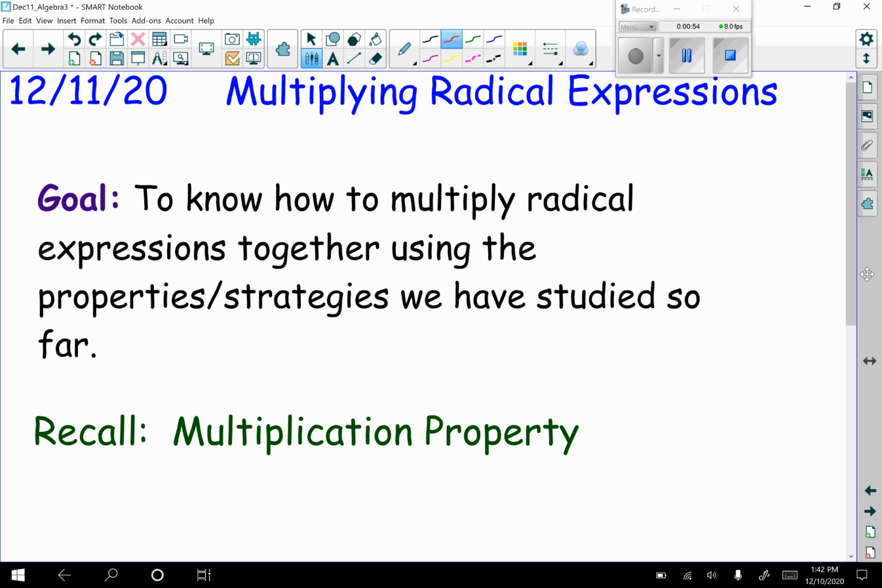If you recall the multiplication property I introduced when we first started simplifying radicals, this tells us if we have the square root of a times b, we can separate this into the square root of a times the square root of b. Now this works both ways. A lot of times we may be given two radicals that are being multiplied together. That's not really helping us that way, so we could put it back together into what's on the left side.